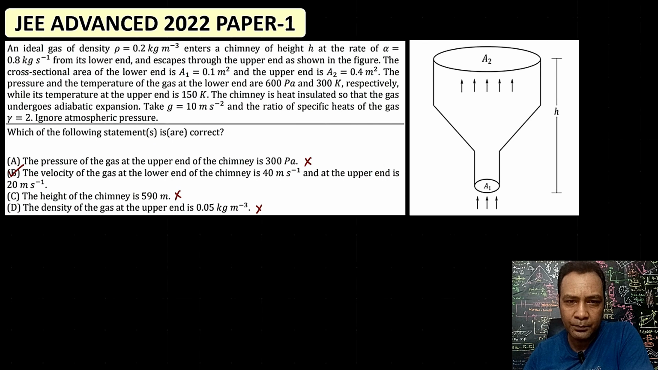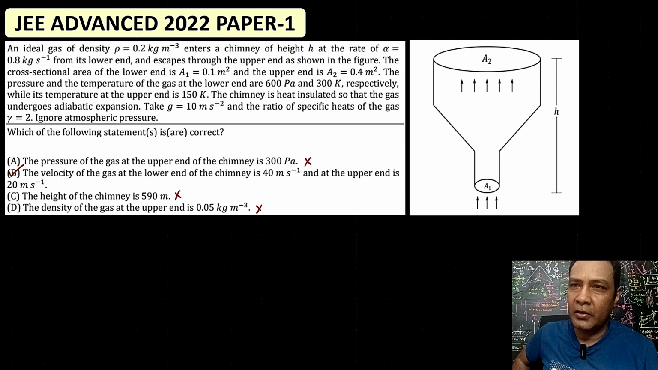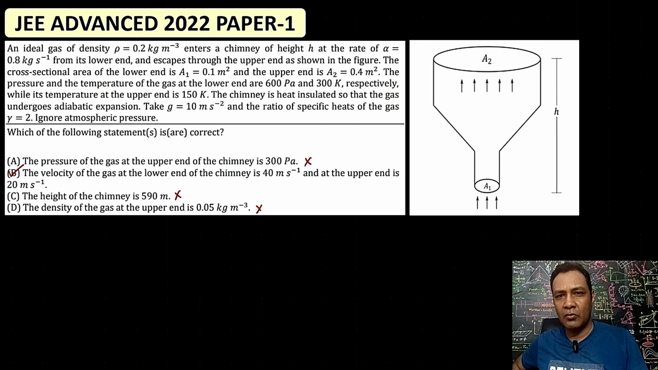And in option B, that could be calculated using the equation that I've derived. Those who use the Bernoulli equation will get the wrong answer. In fact, this answer will come if you use the normal Bernoulli equation. But that is wrong.